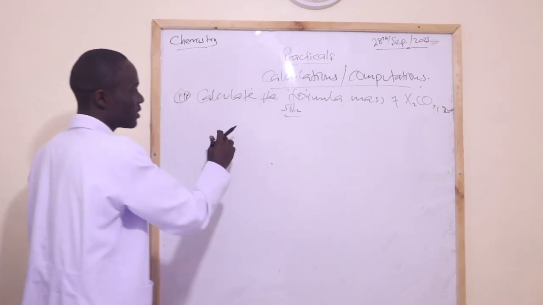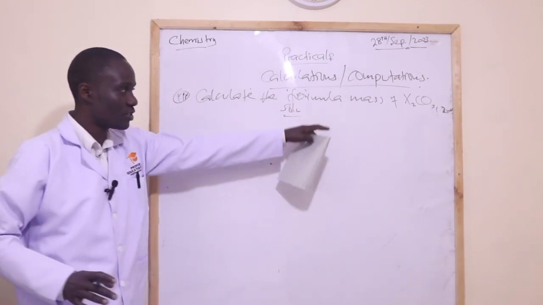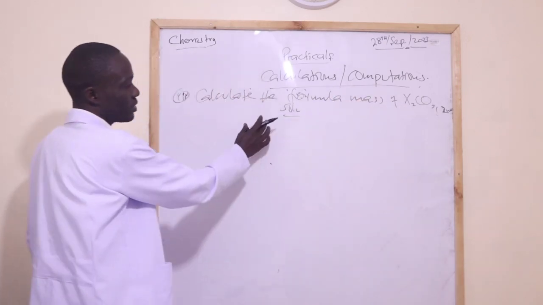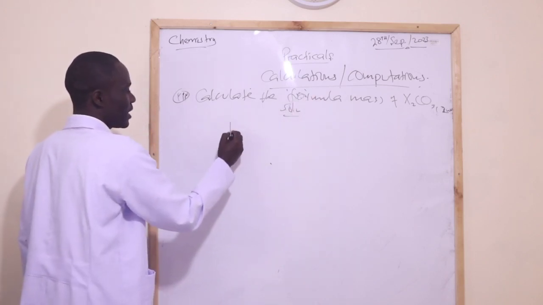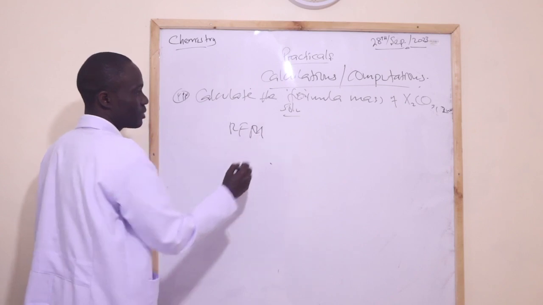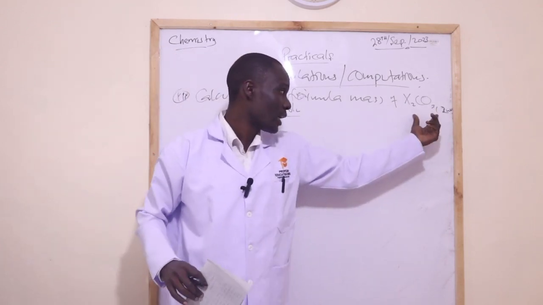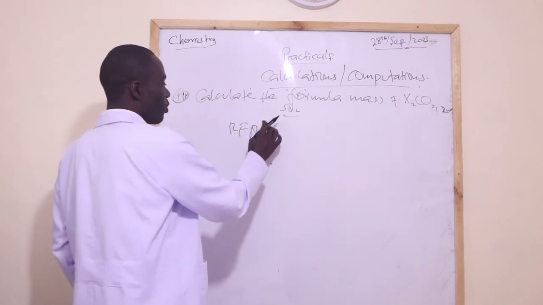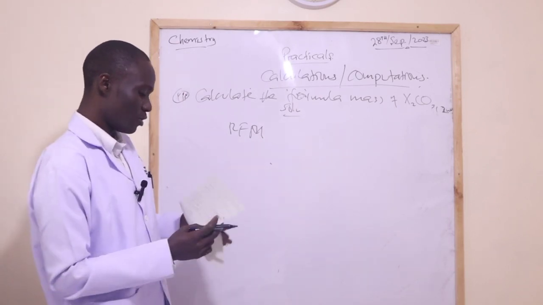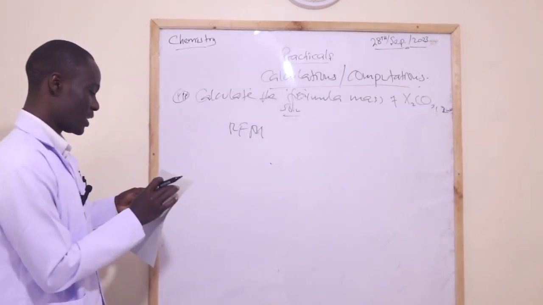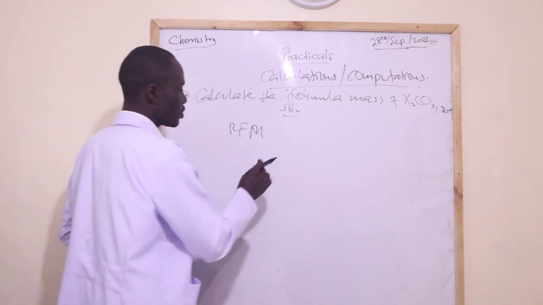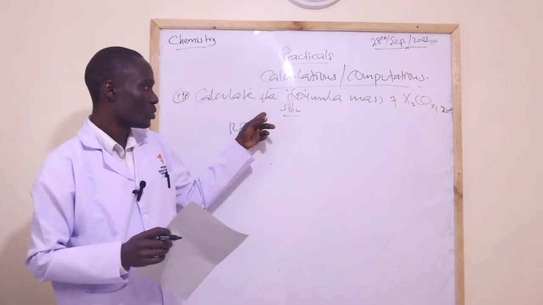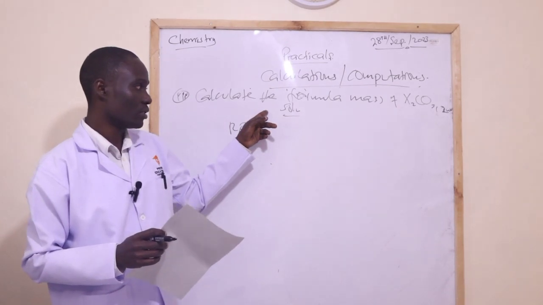Very fast, in this case, find the formula mass of this analyte solution containing X-carbonate. The formula mass is the same as the RFM, the relative formula mass, because this is an ionic compound. For the procedure, we are given the mass of it, which is 13.8 grams. So we need to equate this mass to the number of moles that we got for that.